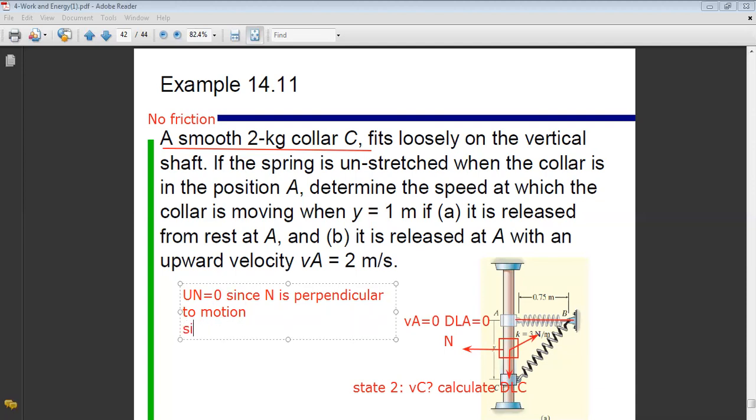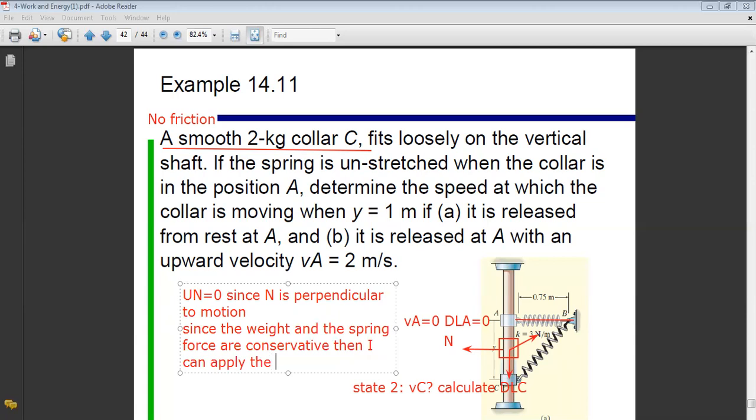And I can say since the weight and the spring force are conservative, then I can apply the principle of conservation of mechanical energy. CEM, the abbreviation is CEM, conservation of mechanical energy, or CME.